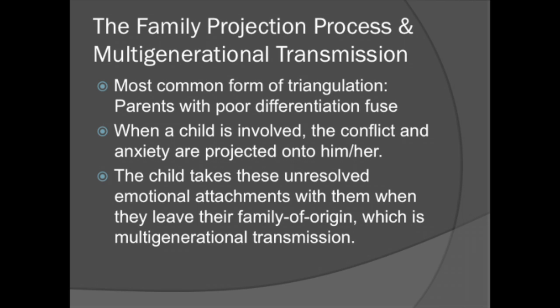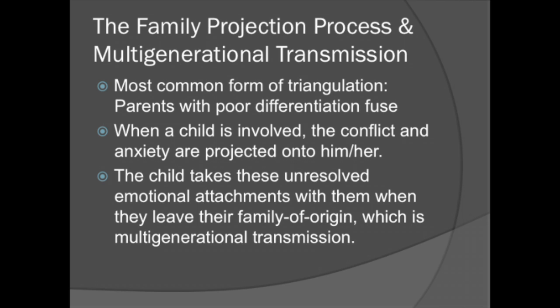The most common form of triangulation is when parents with poor differentiation fuse. This results in conflict, anxiety, and ultimately the involvement of a child in an attempt to regain stability. When a parent lacks differentiation and confidence in their role, the child also becomes fused and emotionally reactive. The child now has a problem. This produces a pseudo-stability for a while. Emotional instability in the couple seems diminished, but it has only been projected onto the child.